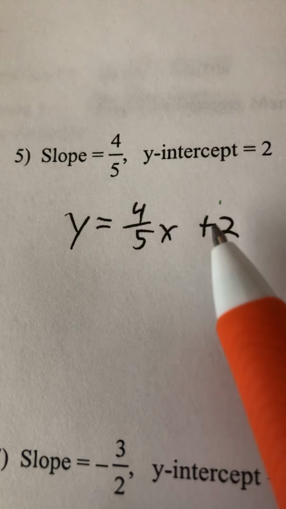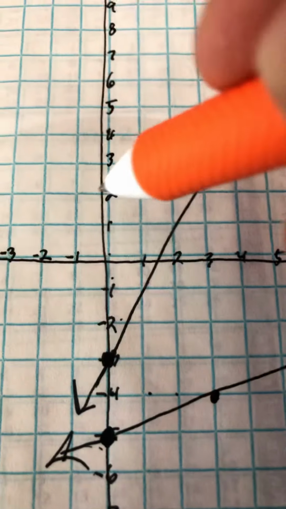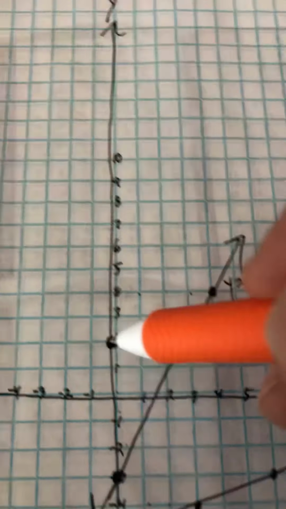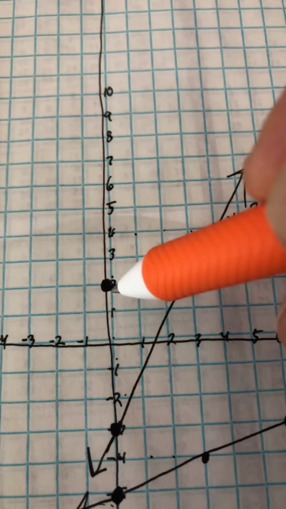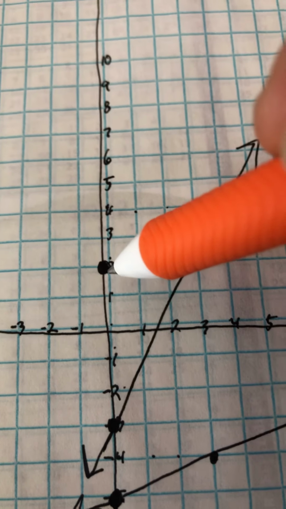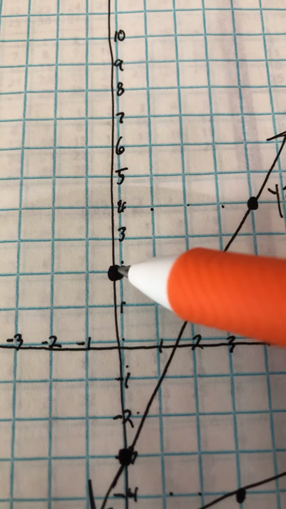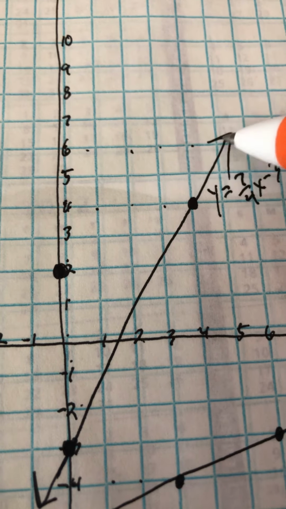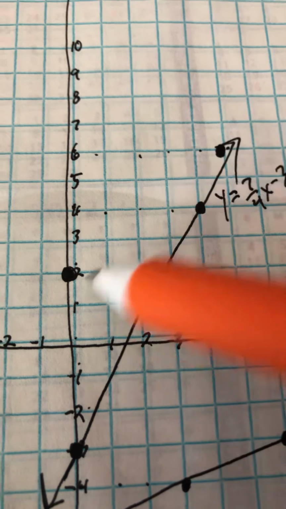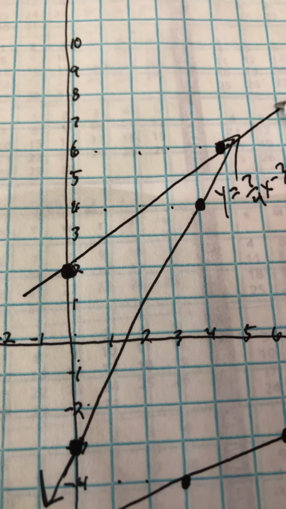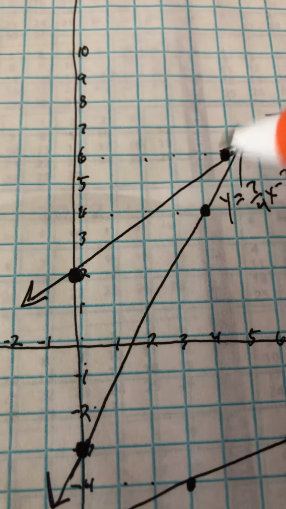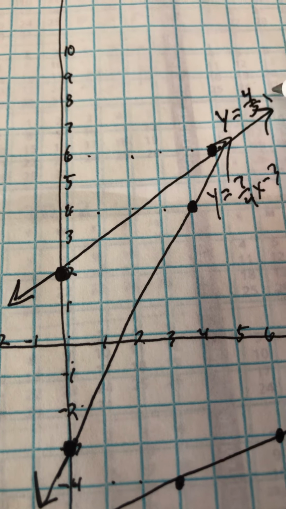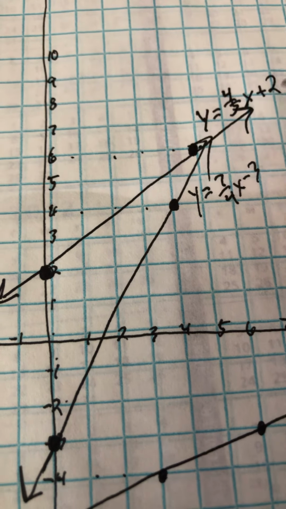What does that mean? Well, I go to +2 on the y-axis and I put a dot. That's where it intercepts, or intersects, or however you want to put it. That's where it crosses the y-axis. And then the slope was 4 over 5, so it goes up 4: 1, 2, 3, 4, over 5: 1, 2, 3, 4, 5. So this line looks like that, and that is y equals 4/5 x plus 2.